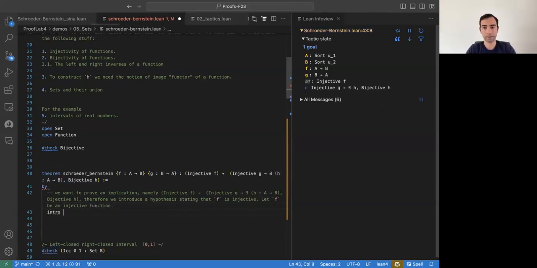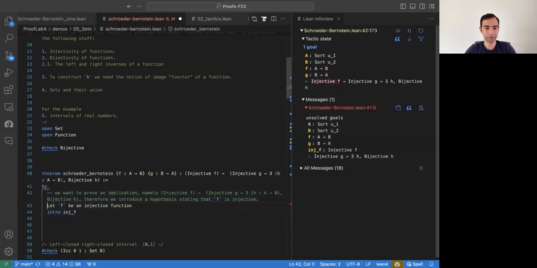So I would say intro and probably give it a name, right? Let's say intro injf. So that would be simply a proof or a witness that f is injective. So that's what it says. So this says, yeah, let f be an injective function.